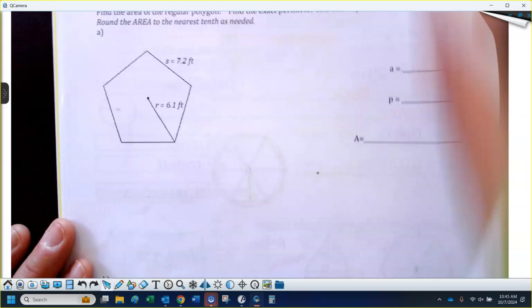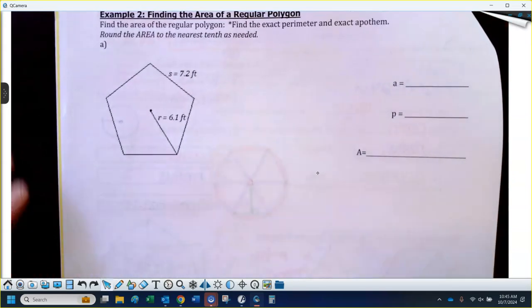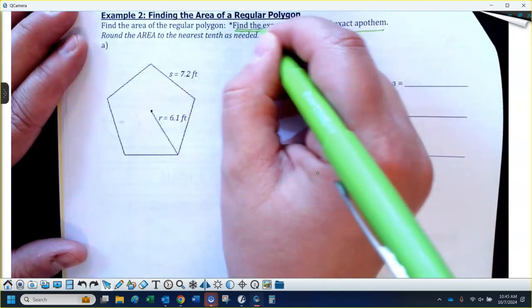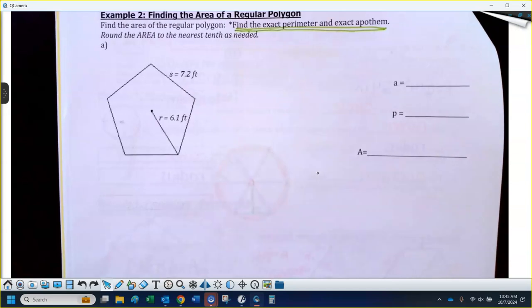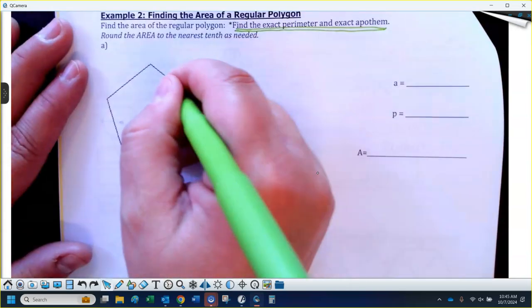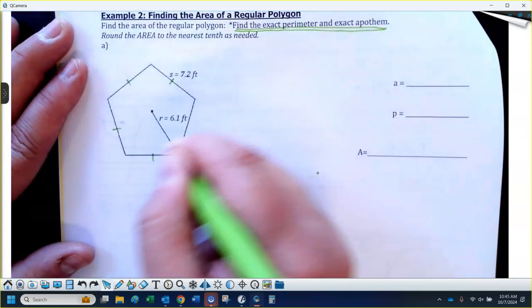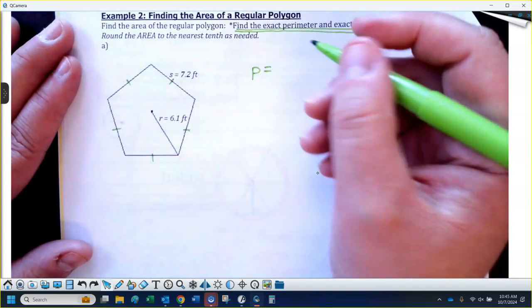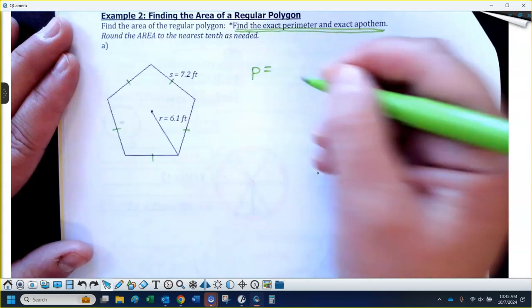All right, so I have in the directions, find the area of the regular polygon. Now this is going to be a little weird in a couple of these questions. We don't want to round multiple times as we're doing the problem because that makes our area not as accurate. So it says find the exact perimeter and the exact apothem. I'm going to explain what I mean by that as we start to do the questions here. So they do give me the side length, right? They tell me the side is 7.2. And I can find my perimeter here real quick. How many sides do we have in the shape?